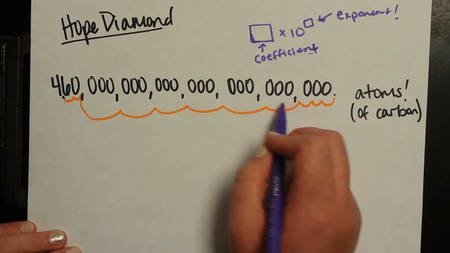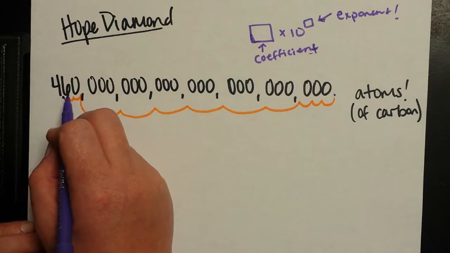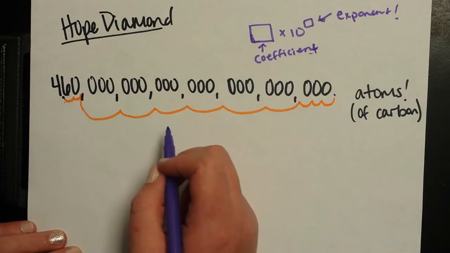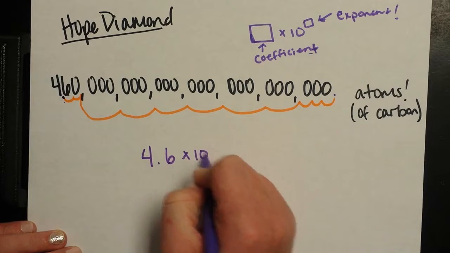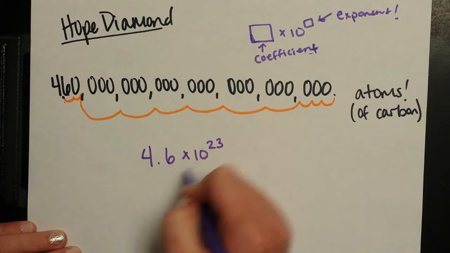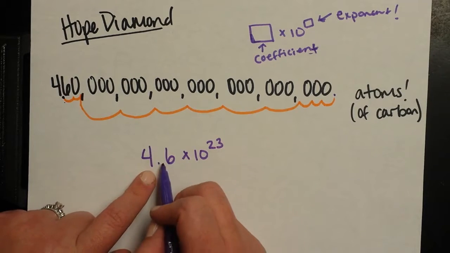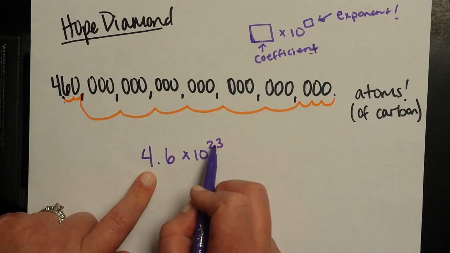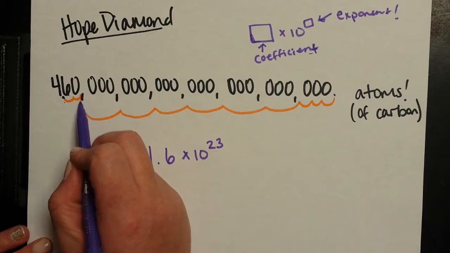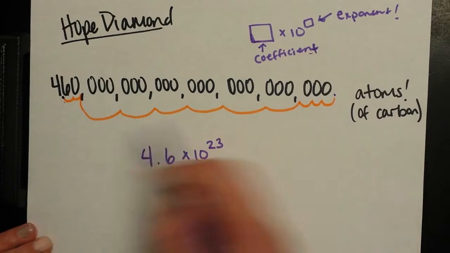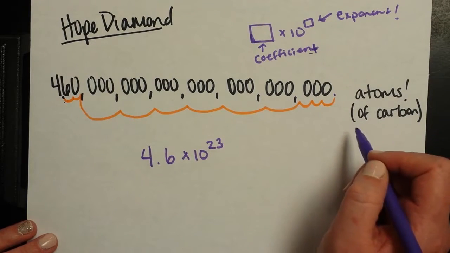So we had to move it 3, 6, 9, all the way up to 23 times. So we write this as 4.6 times 10 to the 23rd power. Again, this means that I'm multiplying it by 10 23 times. If I multiply it by 10 23 times, it's going to move my decimal place down here.